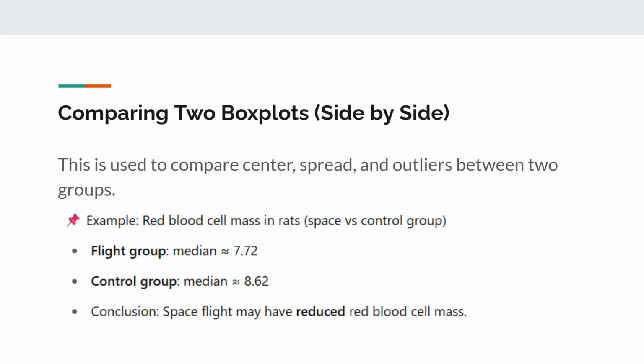So this is used to compare center, spread, and outliers between two groups, which is comparing box plots side by side. If the median is slightly higher in one group, then that means that the spaceflight might have reduced red blood cell mass, if we're doing a test here. So yeah, the 5-number summary is just a great way for us to quickly understand and interpret data.